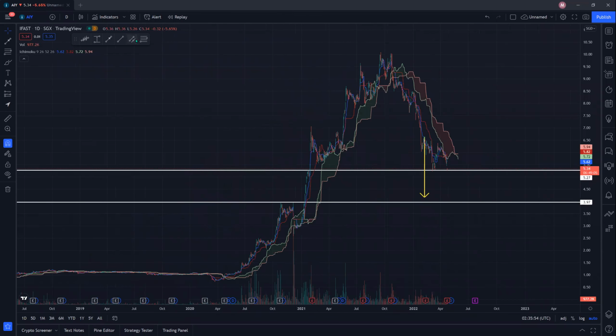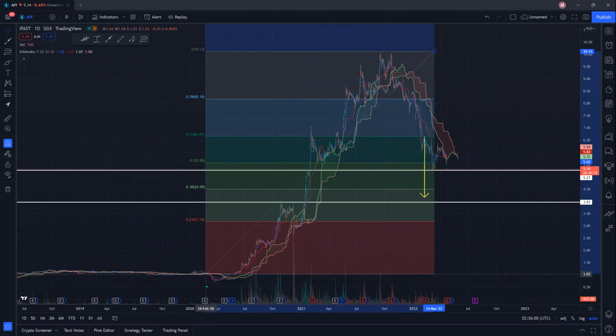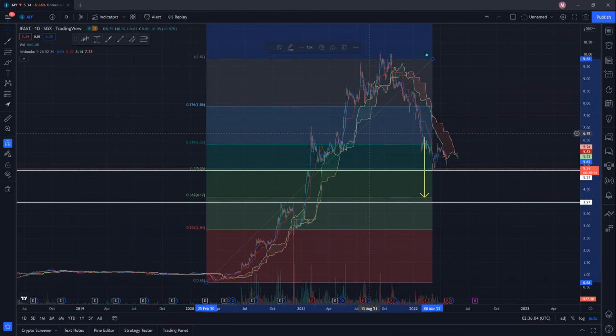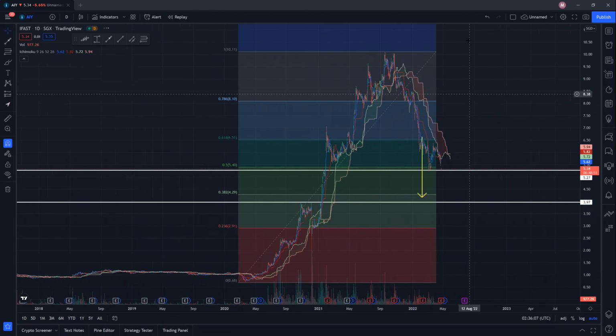Let's take a look at the Fibonacci to get a better idea of where other potential supports are coming in. You can see on these Fibonacci levels, from a low of around 60 cents to a high of around 10.10, this 540 is acting as the 50% Fibonacci support level. And if it were to break down, highly likely we will be retreating down to these 430 levels.